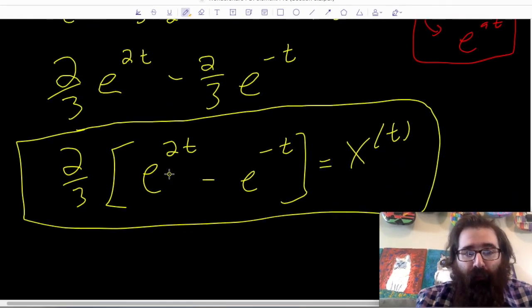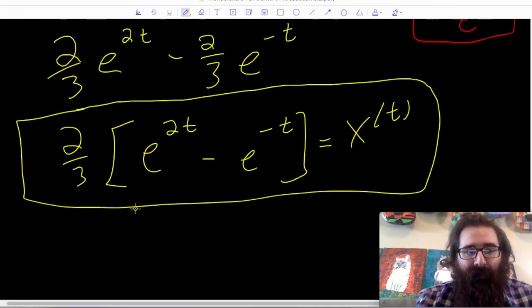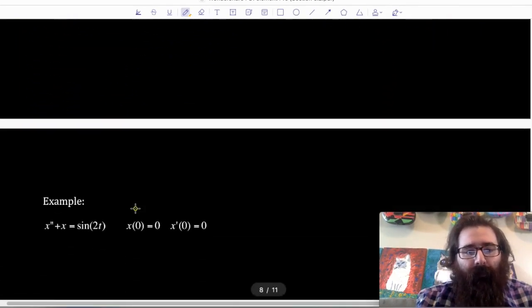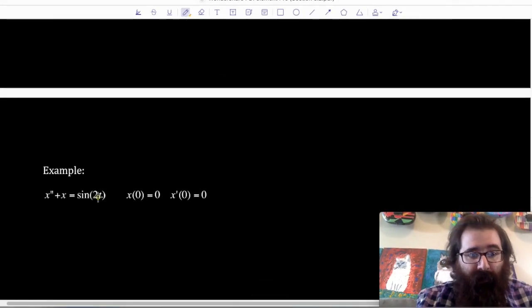To the initial value problem, I should say. So now we have a particular solution right away. It just took a little bit of working with these identities and Laplace transformations. So this would be our final answer. Let's take a look at another one. I'll stay with the yellow chalk.